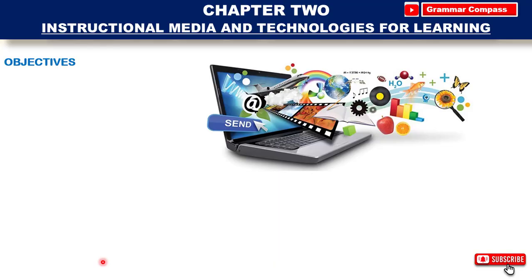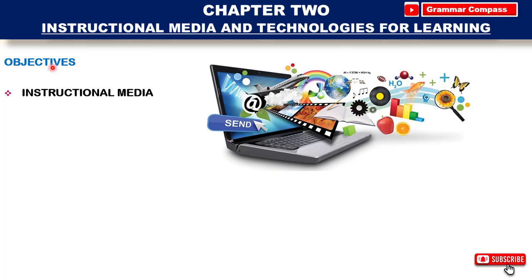In our last lesson, we explored the meaning of educational technology, where we examined key definitions, the difference between educational and instructional technology, and how these technologies influence teaching and learning. We also looked at the components of educational technology, the systematic approach to instruction, and the role of the teacher as an instructional designer. Here are the objectives for this lesson.